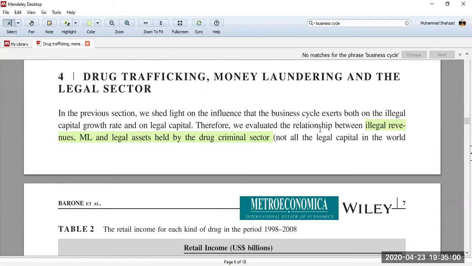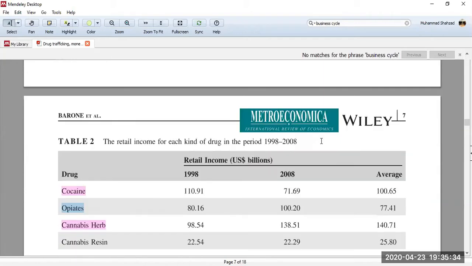This is another important point. They mentioned that their work is to evaluate the relationship between illegal revenues, ML stands for money laundering, and the legal assets held by the drug criminal sectors. So again, they are all talking about criminals making money and then using it to buy legal assets, such as property, which is very important. People buy properties with the illegal money and then they make money, and we can call it white money. They convert their black money into white money. So they discuss this relationship.